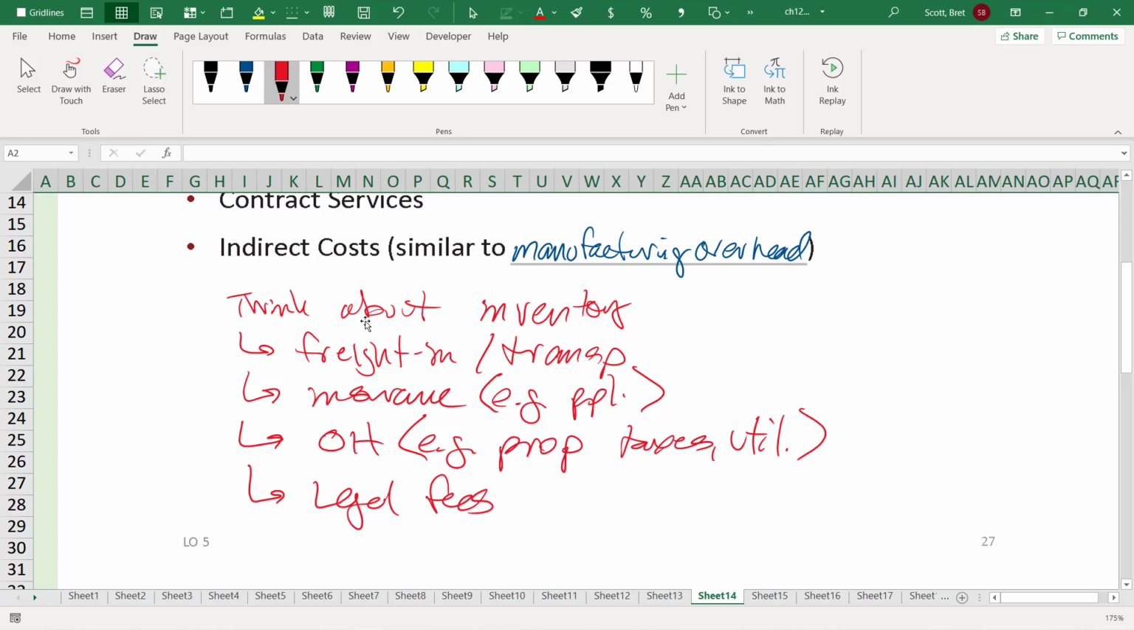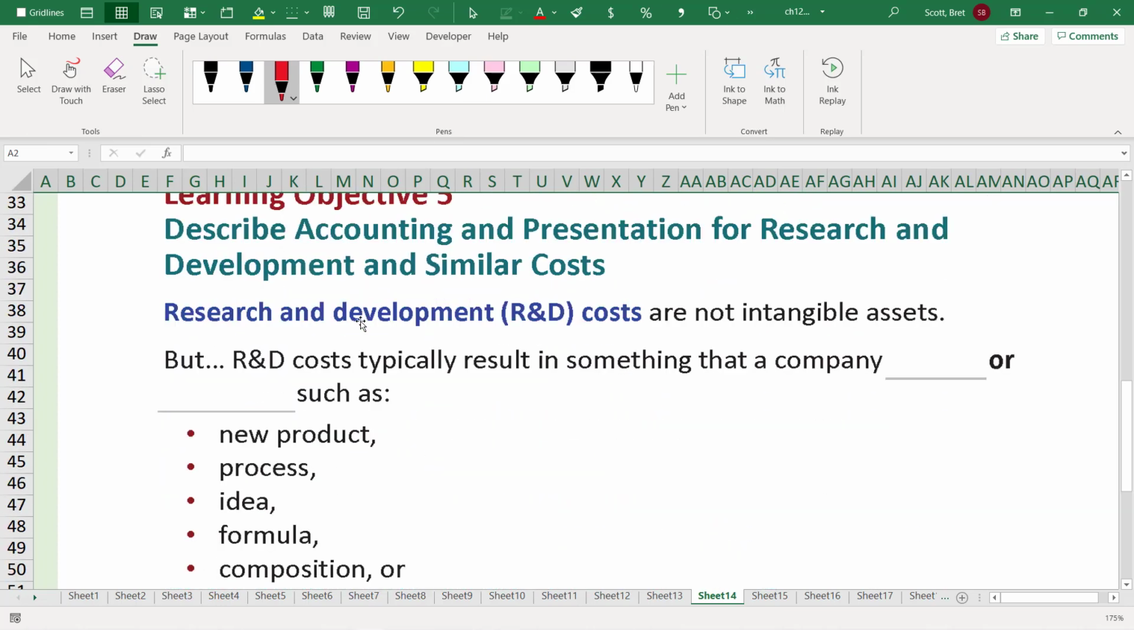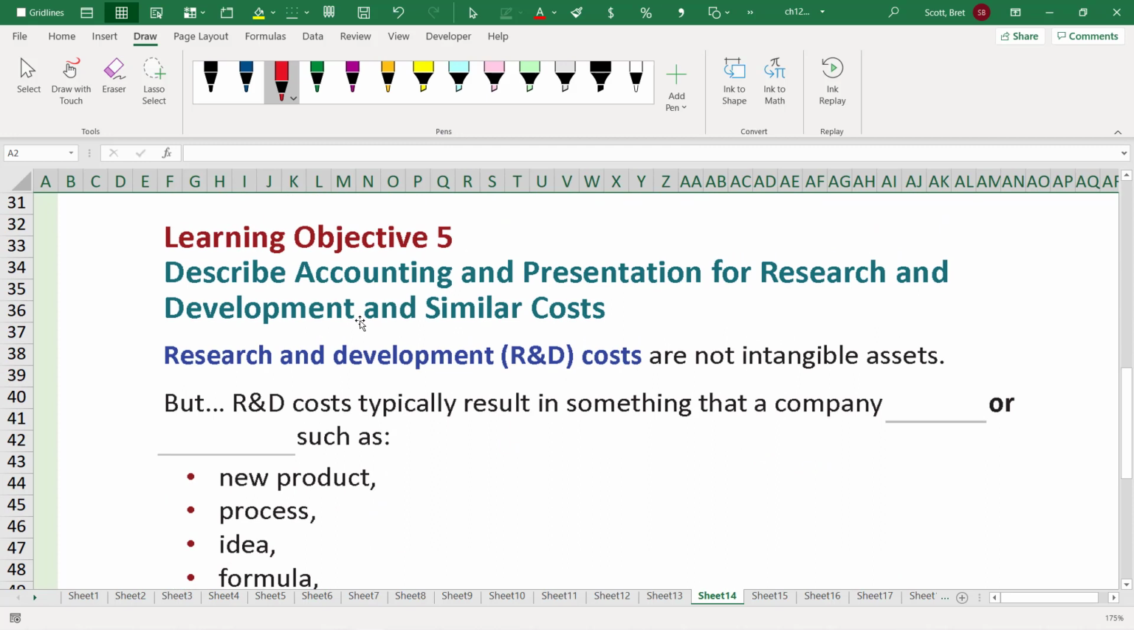So down below, we'll go through some more explanation about R&D expense versus when we start capitalizing expenditures. As a general rule of thumb, research and development costs are not intangible assets.